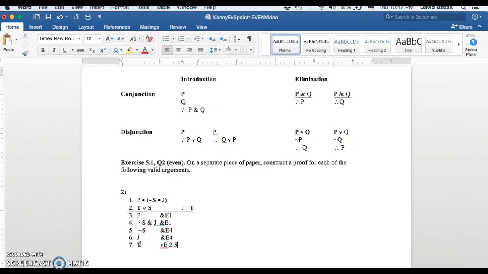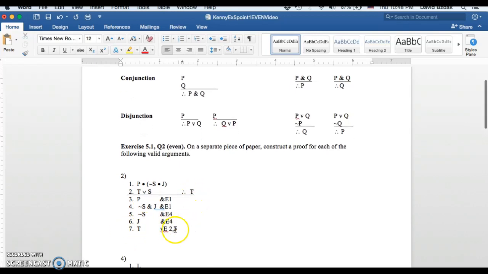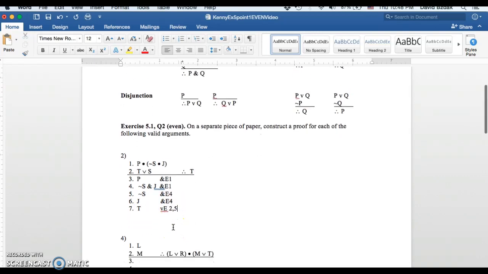So as a result, we can get T by disjunction elimination 2, 5. Okay. So notice because disjunction elimination takes 2 inputs, namely a disjunction and the negation of one of the disjuncts, it gets 2 numbers after it. One of the numbers refers to the disjunction, the other number refers to the negation of the disjunct. And that gives us T, which is our conclusion, so we're done. All right? The last line of your derivation should always be the conclusion that you're trying to derive.